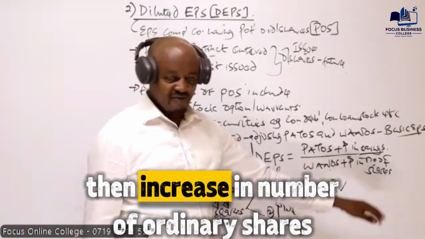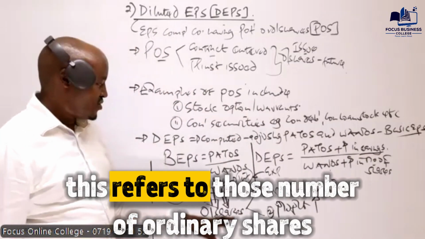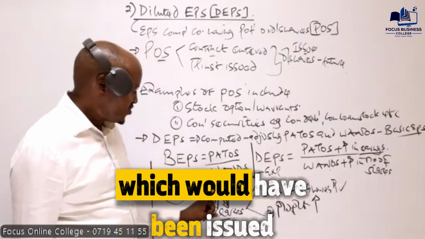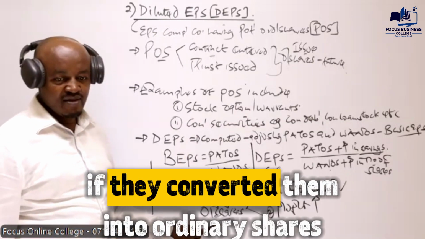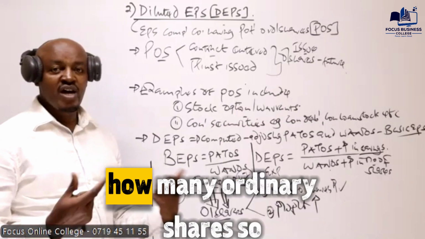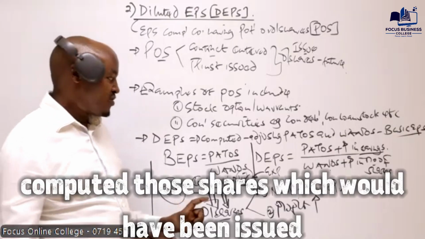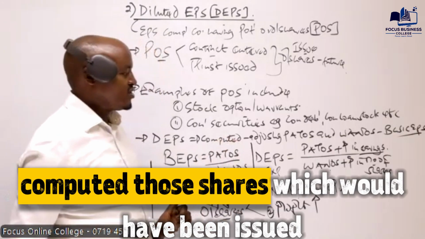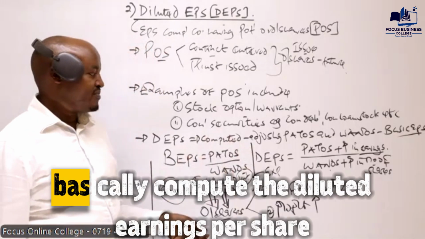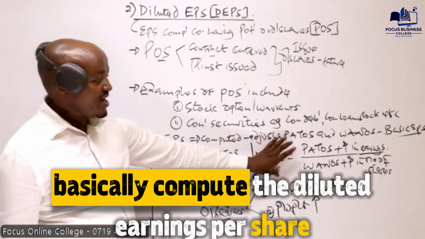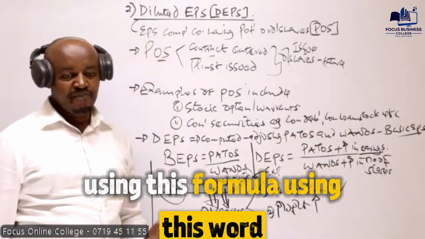Then the increase in number of ordinary shares. This refers to the number of ordinary shares which would have been issued to the holders of these convertible debentures if they converted them into ordinary shares. They would have been issued with how many ordinary shares? So once you have computed those shares which would have been issued, and the amount by which the profit would have increased, you compute the diluted earnings per share using that formula.